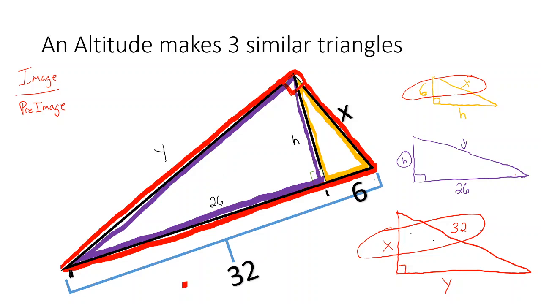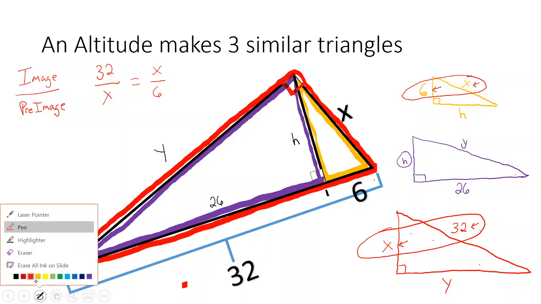So in the image, I've got 32 as to the pre-image is X. And then I have on the image, X is to 6. I hope you can see that from looking at the diagram, and that can help you. I got 32 is to X as X is to 6, setting up the proportion. So now I'm going to cross multiply.